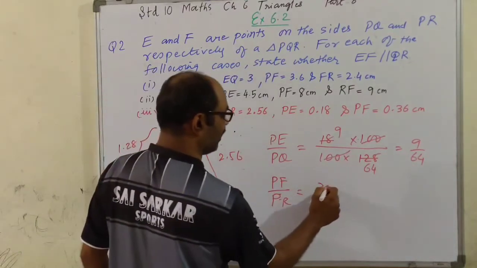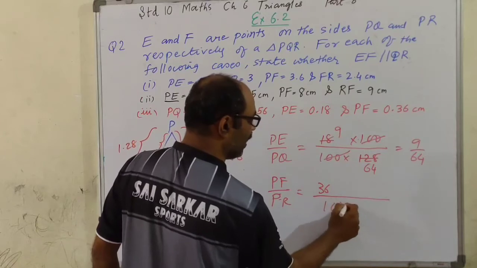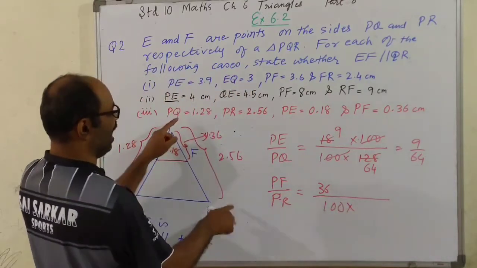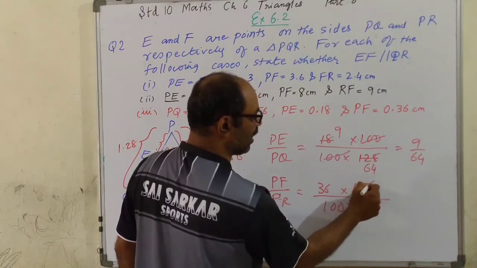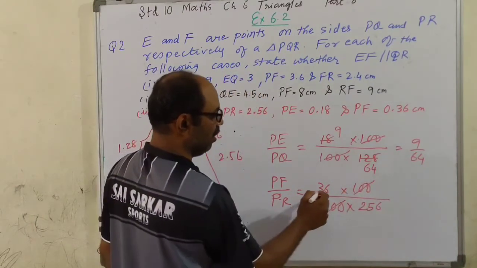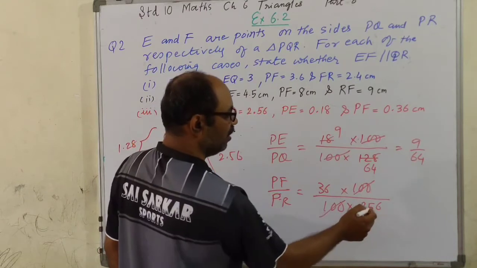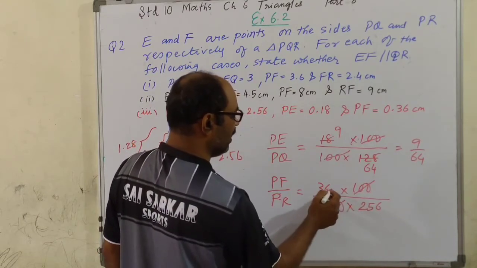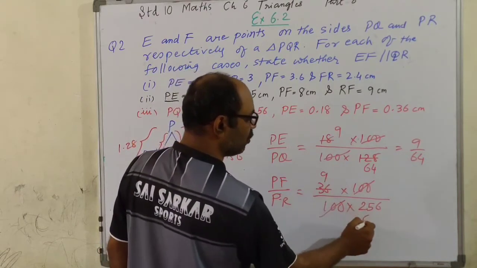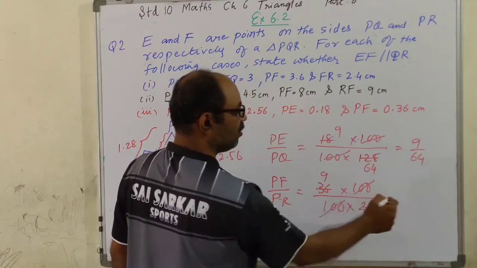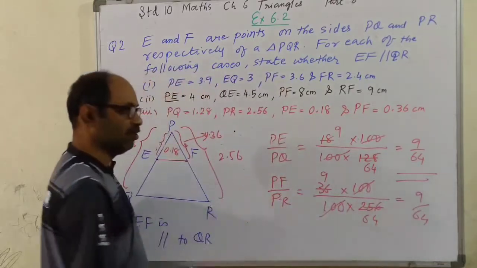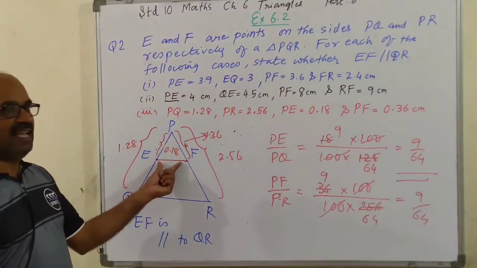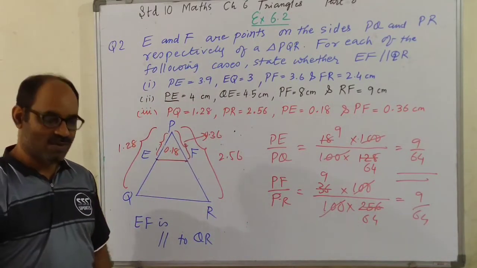PF is 0.36, so 36 upon 100. In the denominator, PR is 2.56, so 256 upon 100. Fine. Is it divisible by 4? Yes. 4 9s are 36, 4 6s are 24, 4 4s are 16. You got that? 9 upon 64. So these two ratios are equal, and you can say EF is parallel to QR.